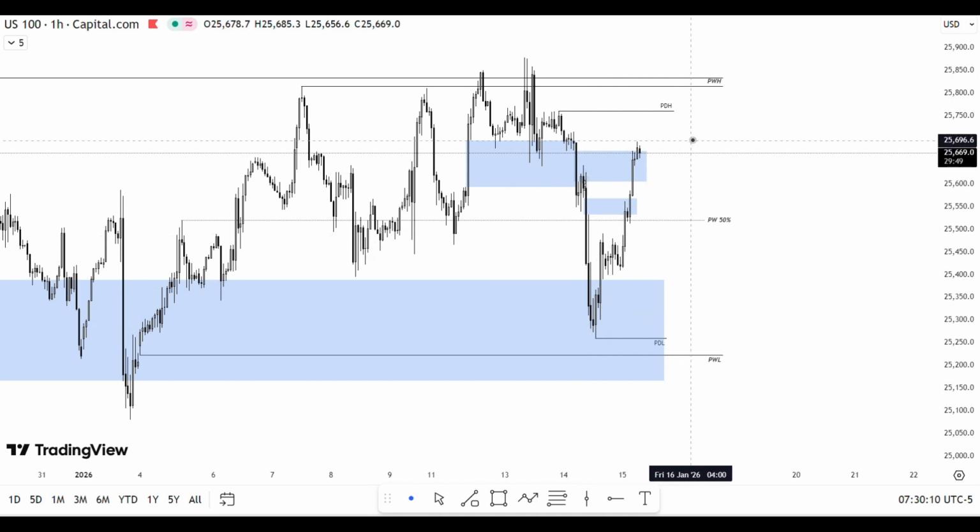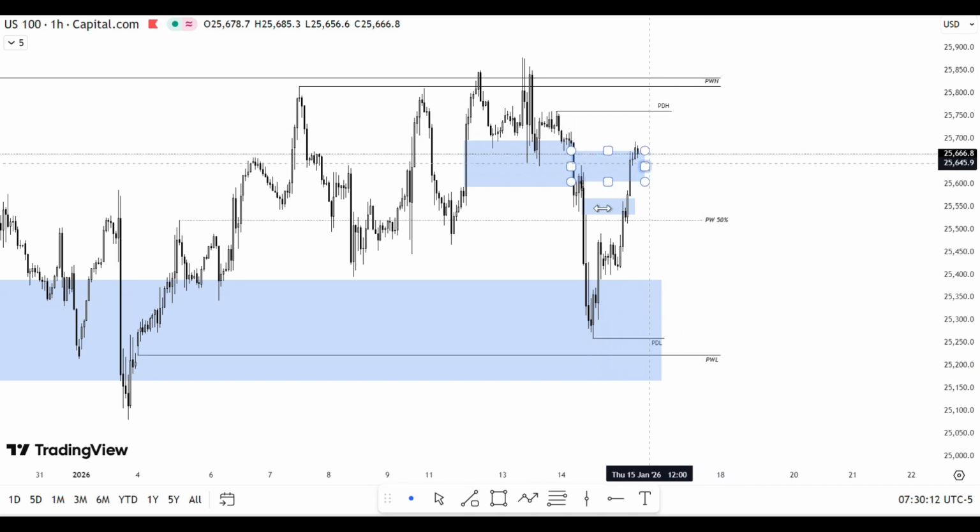These are the manipulation for the up move, so that's why I am confident in the upward move for now. Today is Thursday, the 15th of January 2026.